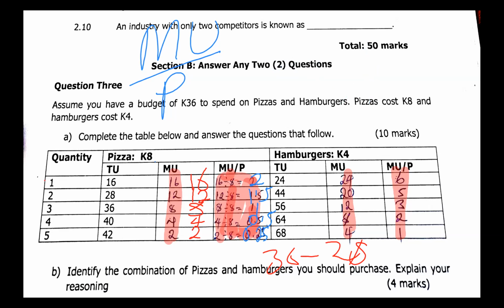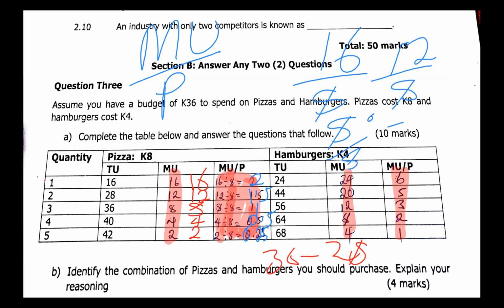So the first marginal utility is 16. You say 16 divided by 8, our price is 8 kwacha, that gives us 2. Then the second one, 12 divided by 8, gives us 1.5. The next one is 8 divided by 8, it gives us 1. The next one will be 4 divided by 8, which gives us half, 0.5. And the last one is 2 over 8, which is 0.25. Are you fine? Yes, sir.